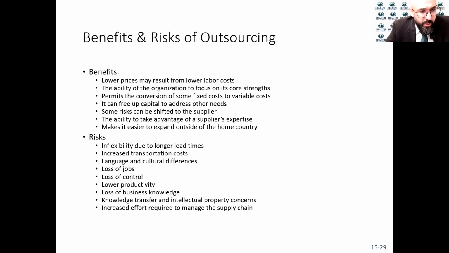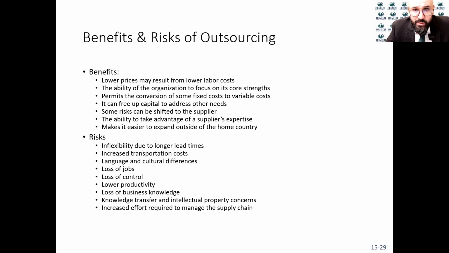Now, for the risk about outsourcing, it's risky, it's not an easy thing, but we could consider the inflexibility due to longer lead time. That may be something that you should consider as well when you make a decision for outsourcing. Increased transportation costs, that's another consideration, because you have to pay for transportation between you and your partners. Language and cultural differences might be an issue as well.